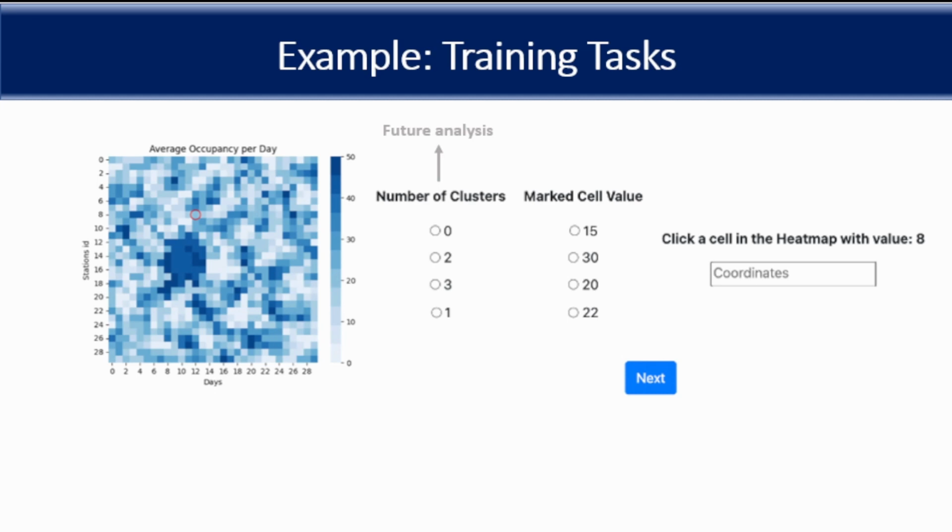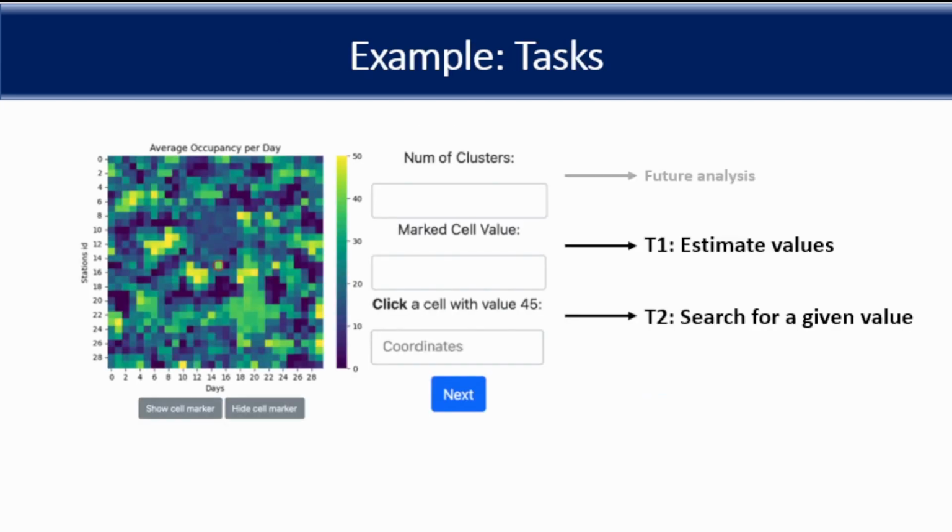This is an example of one heatmap in the training tasks. Users had to select the answer among some given options. This is an example of how the tasks were presented to the user. In this case, they had to introduce the number by themselves. They could show or hide the circle with the buttons below if they wanted.